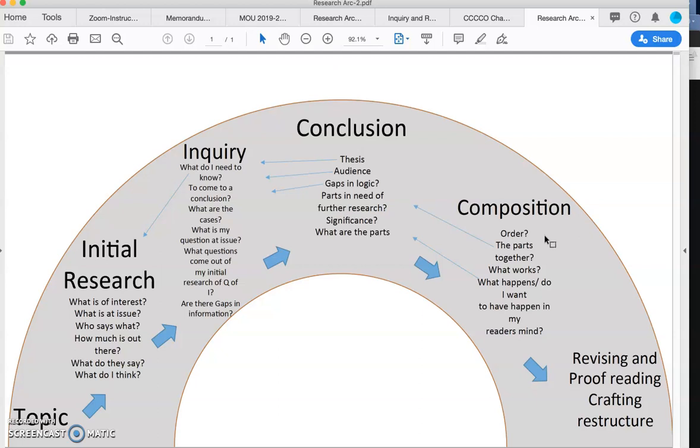Well, in order to think about that, all you need to do is imagine yourself speaking to somebody who knows nothing about what you're writing about. Okay, so what's the first thing they need to know? They need to know the topic. They need to know what you're interested in. They need to know why you have this specific question at issue. So all of those things should be placed someplace in the beginning of an essay.